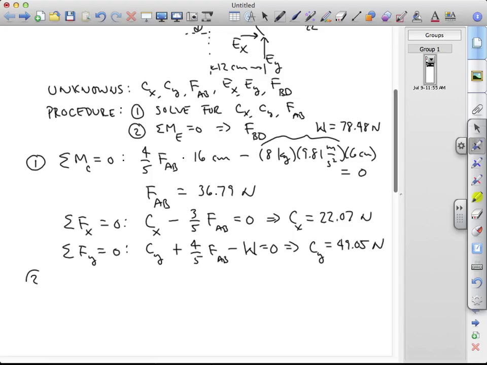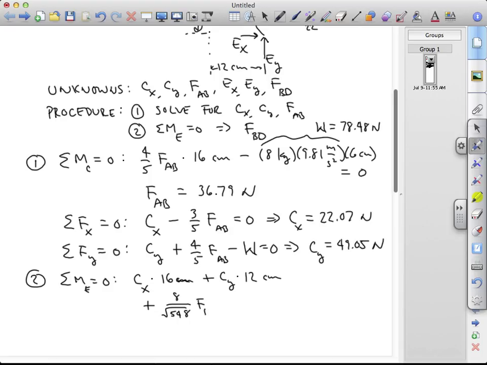Now we can go to our second free body diagram and take moments about E and set that equal to 0. And we can see that we have positive moments exerted by both CX and CY. CX is exerting a positive moment through a distance of 16 centimeters. CY is exerting a positive moment through a distance of 12 centimeters. And then we have two contributions from our spring restoring force. The vertical component is also exerting a positive moment. Its sine is 8 over root 548.